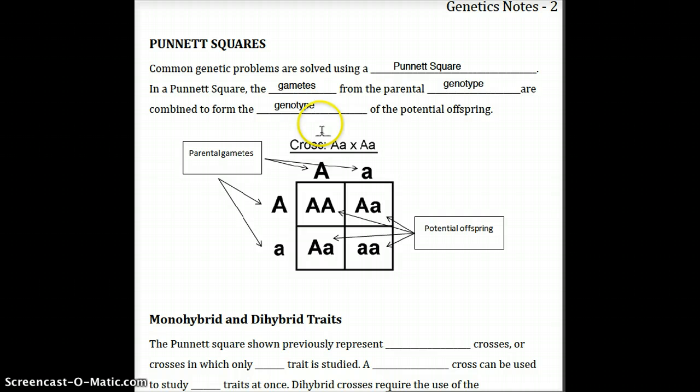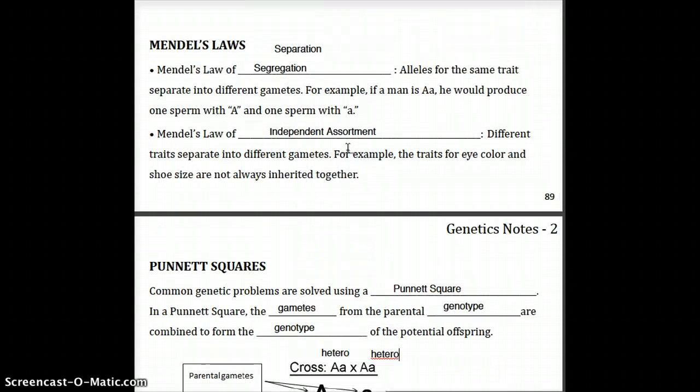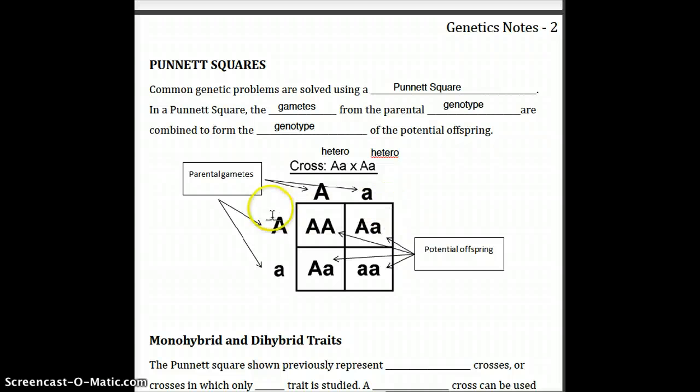For example, if you have a big A, little a mother that's heterozygous, and a father that's also big A, little a, so he's also heterozygous, they combine. So earlier we said if a dad has big A, little a as his genotype, he will produce one sperm with big A and another sperm with little a. So we see here one sperm with big A, another sperm with little a. Same thing for the mom, one egg with big A and another egg with little a. And then you would fill in the boxes.